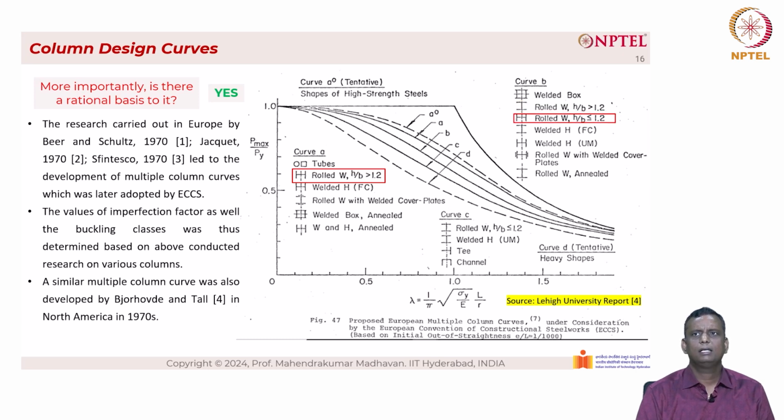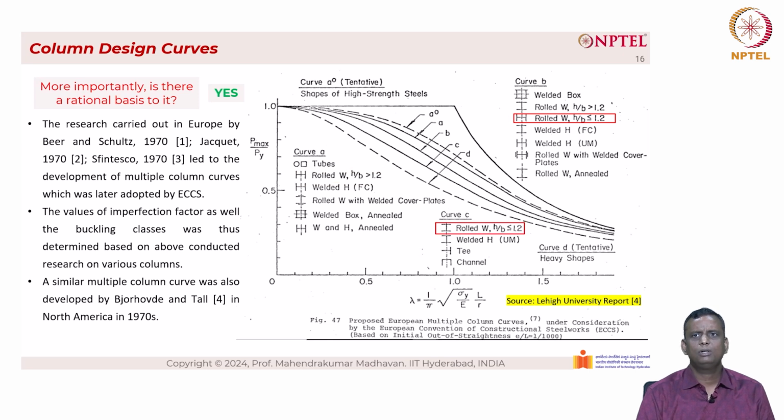Now let's look at another cross section, which is basically wide flange rolled W, H by B is greater than 1.2, which is in curve A, and we have the same cross section rolled W, but here H by B is less than 1.2. So when the aspect ratio is less than 1.2, the buckling capacity is much lower, and hence it has been put in curve B. So both of them are the same, both of them are rolled, both of them are wide flange shapes, except that one has an aspect ratio greater than 1.2, so it finds a place in curve A. The one with aspect ratio less than 1.2 finds a place in curve B.